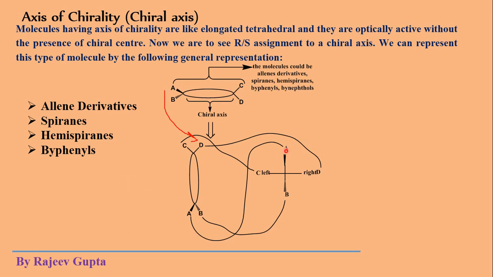Now after this arrangement, left, right and wedge and dash, we will provide priority order according to CIP rule, where we check the atomic number of the atom directly attached to the chiral axis. Here we will not say chiral center, here we will say chiral axis.